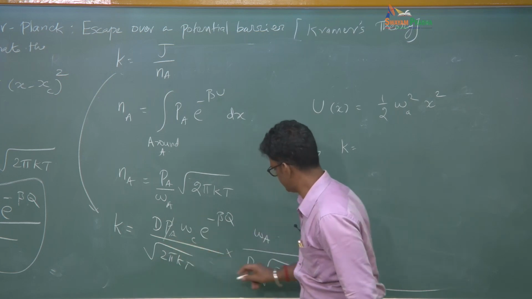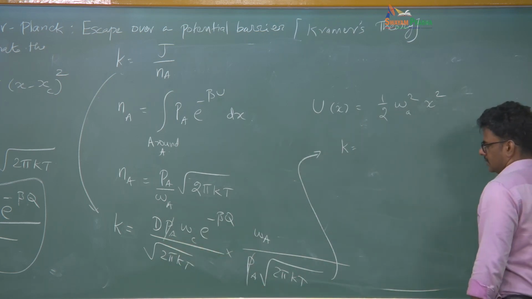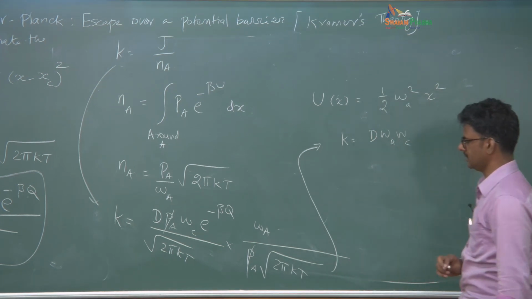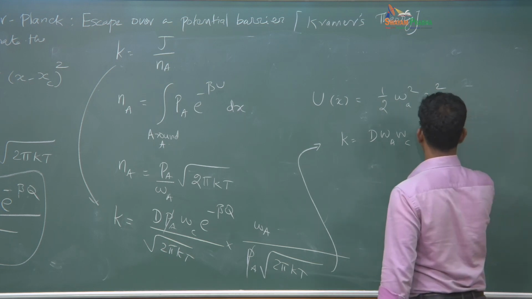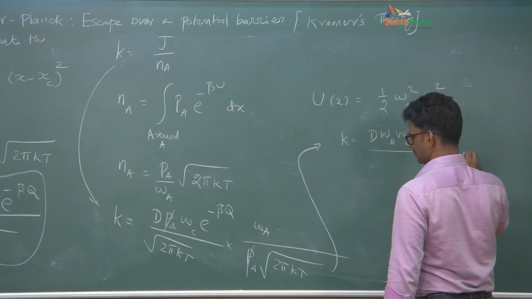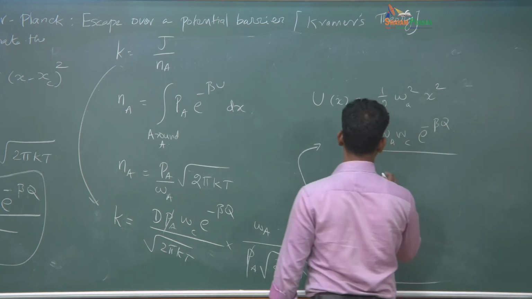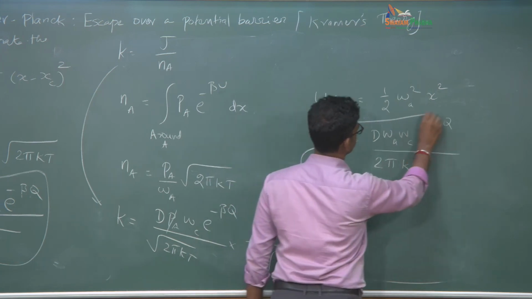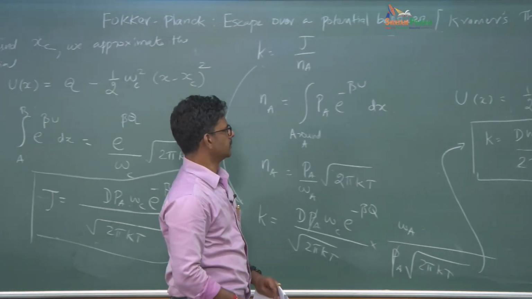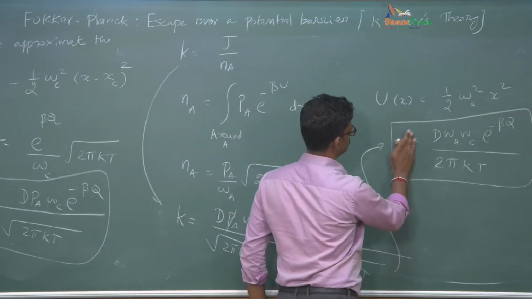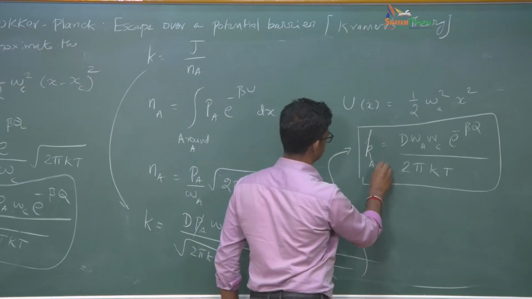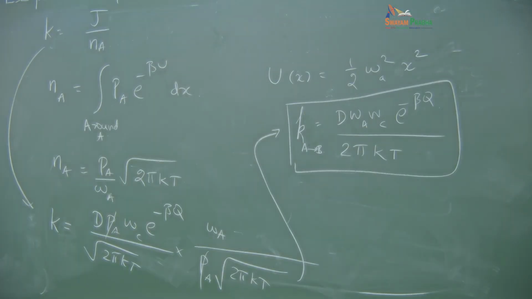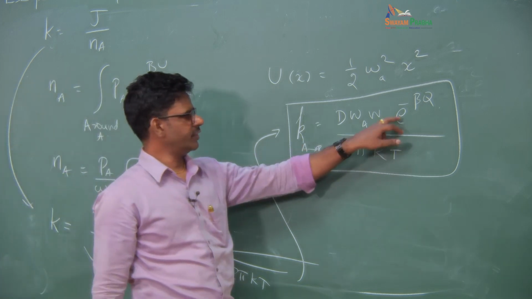So Pa cancels, you get D omega a omega c e power minus beta q by 2 pi kT. So the rate constant A to B is proportional to the exponential of minus beta q.